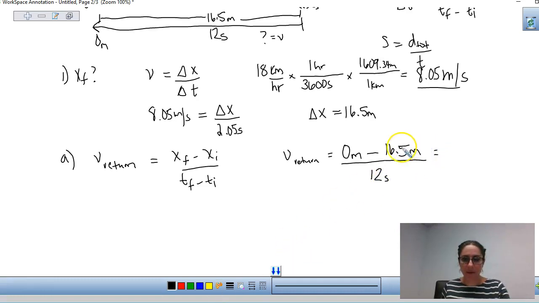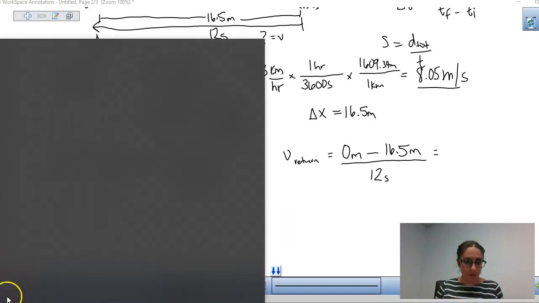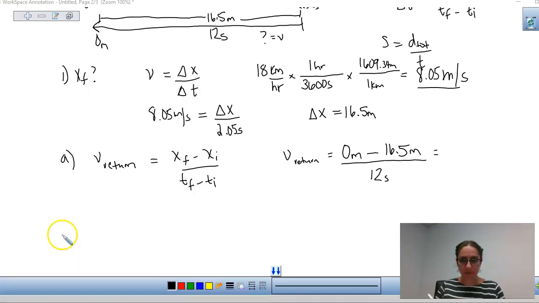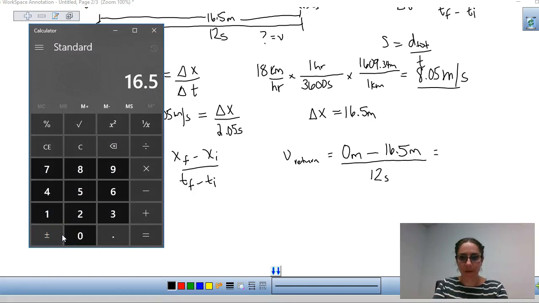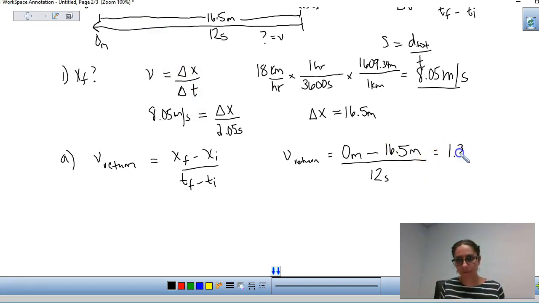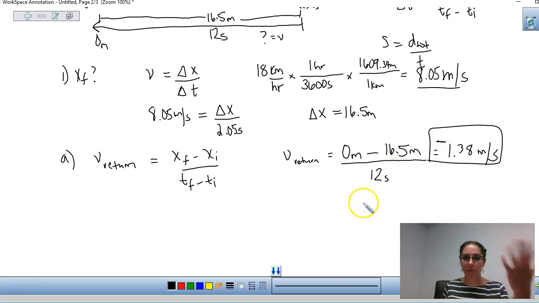Notice that I'm going to get a negative, which hopefully makes sense. I modeled this correctly, right? Because it's actually going toward home. It's going backwards. So let's calculate this out. 16.5 divided by 12 is 1.37, so 1.38 meters per second, and this is in fact negative. Please leave that there. So the answer is negative 1.38 meters per second.